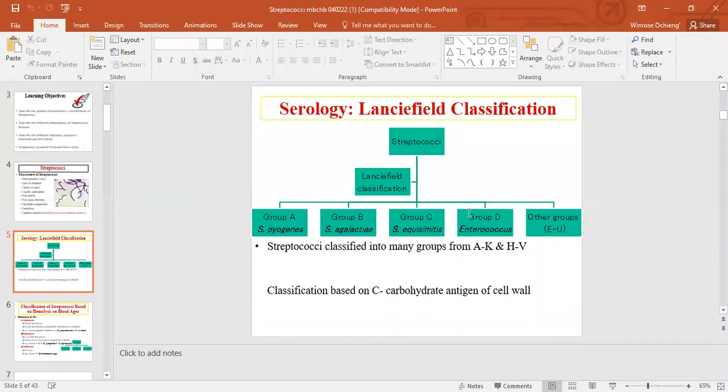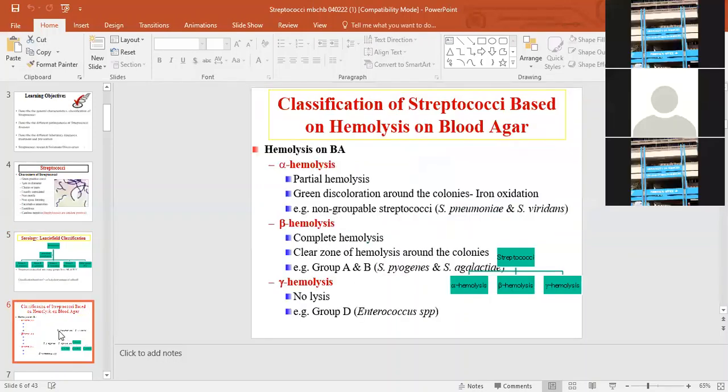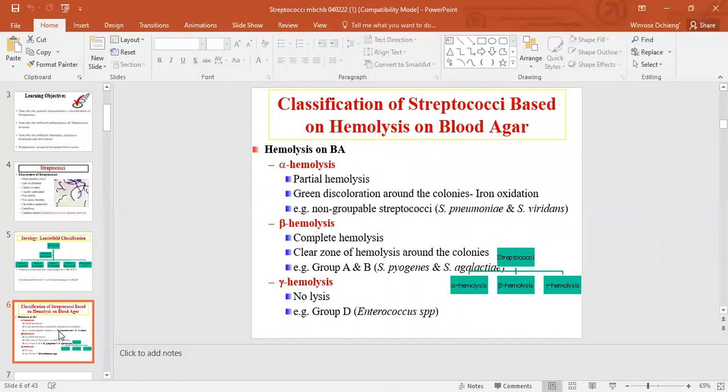There's group C, but mostly we'll also go and cover group D, Enterococcus faecalis. People used to call it Streptococcus faecalis, but nowadays it is Enterococcus faecalis. The next classification is based on hemolysis on blood agar. Most of the species under Streptococcus are fastidious. They need to be grown in an enriched media for them to grow.